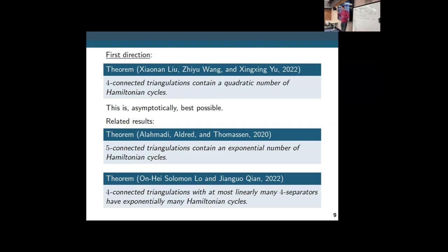The story has to do with the 4 separators: how many Hamiltonian cycles you get. Maybe you can see them as a kind of bottleneck in the graph. Very vaguely said, but they show that it's not the 5 connectedness. You can go below 5 connected and still have exponentially many, as long as you don't have too many 4 separators. But if you really allow anything, then quadratic is best possible. Okay.